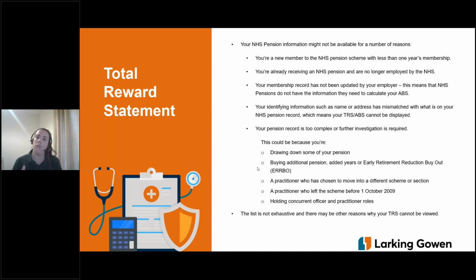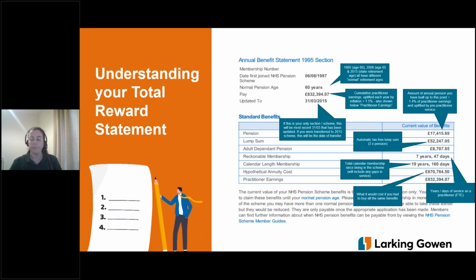That tends to be the main reason, the main flag, if there's missing information on your record, why you can't get a total reward statement. There are other complexities, as noted on here, but that tends to be the main reason. So let's have a quick look at what a total reward statement looks like. There's lots and lots of pages to a total reward statement, most of which you can just flick through. I've taken the key pages that reflect what we're talking about today.